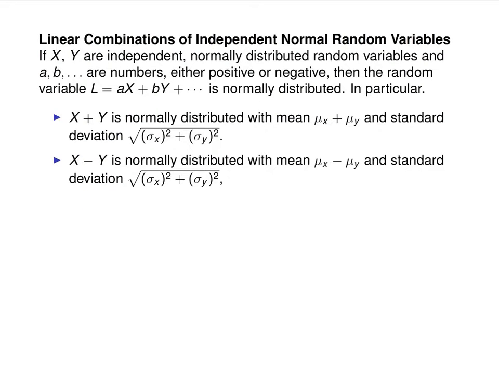And this applies if one special thing about random variables that are normal: if you have independent normal random variables, then when you do linear combinations, which means you add one to the other or multiply by numbers, you have something that is still normal.